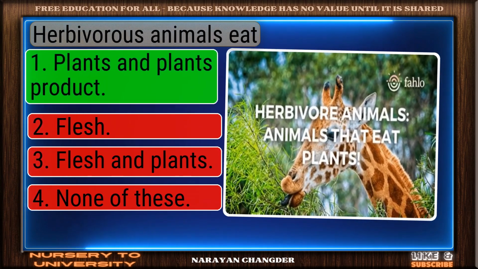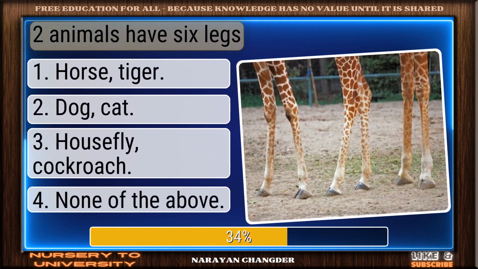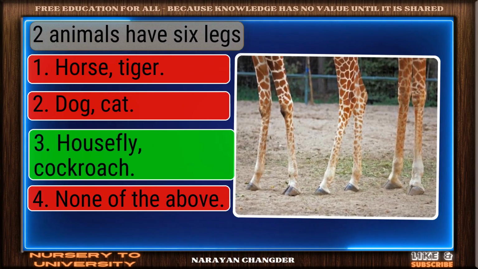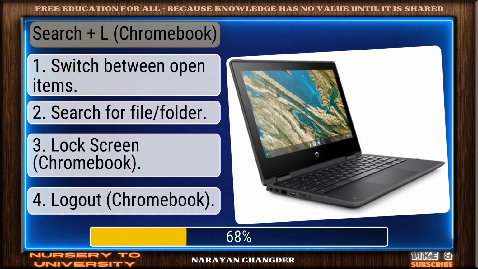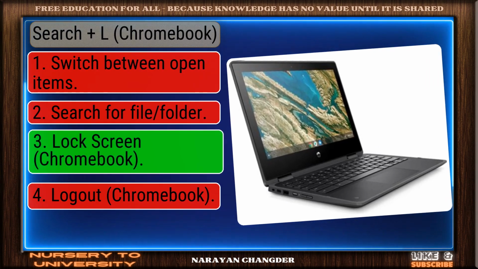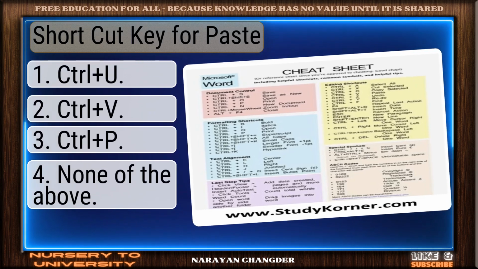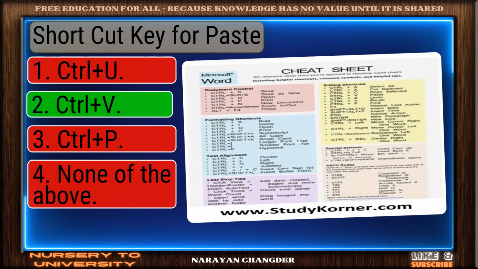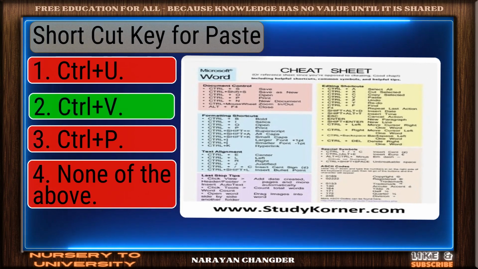And it is correct. Two animals have 6 legs. Well picked. Housefly, cockroach is the correct answer. Windows plus L. Nice work. You chose lock screen and it is correct. Shortcut key for paste. Great thinking. Ctrl plus V is the right choice.